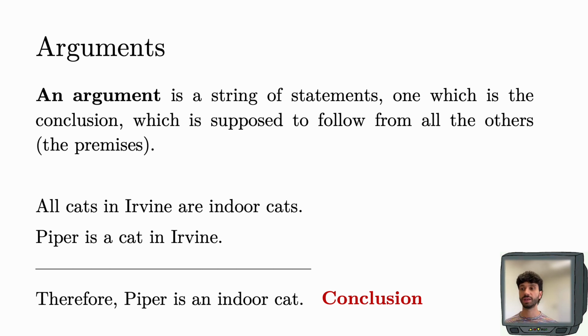I recommend always looking for the conclusion first. And in this case, I've made it easy for you: therefore, Piper is an indoor cat. So "Piper is an indoor cat" is the statement that this argument is trying to convince you of. And the premises, which are the reasons for you to believe the conclusion, are two statements, namely, all cats in Irvine are indoor cats, and Piper is a cat in Irvine. I'll give you a second to think about whether you think this is a good argument. What makes it a good argument, and what could potentially make it a bad argument?